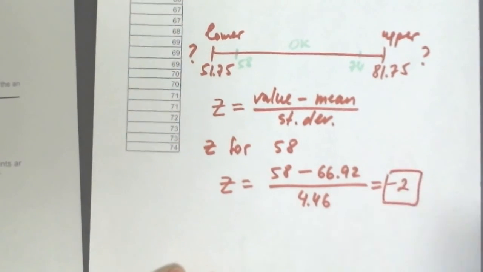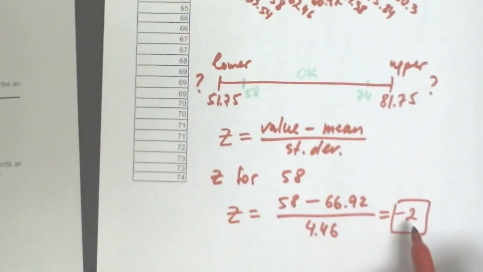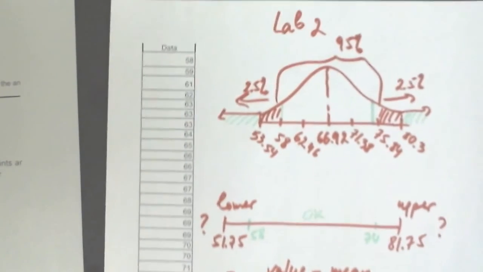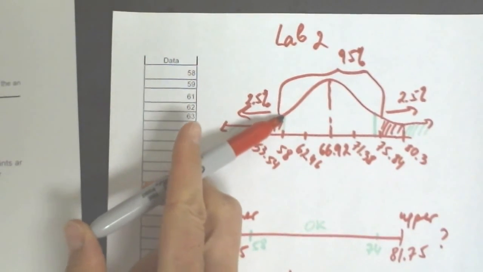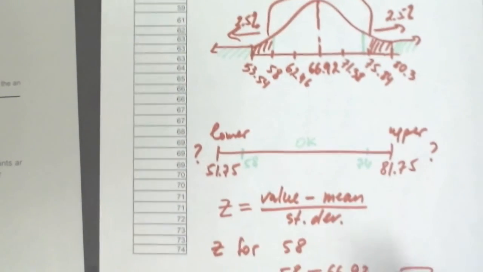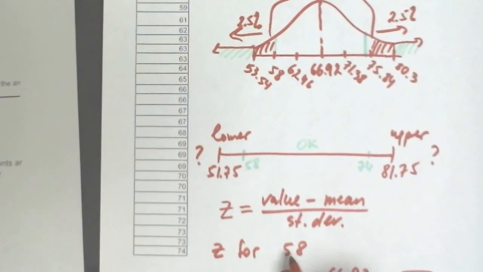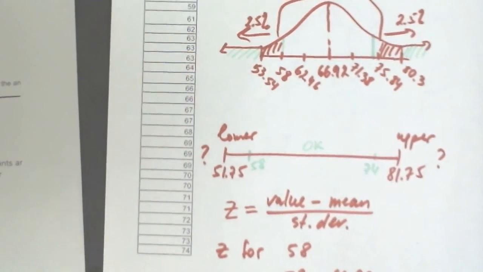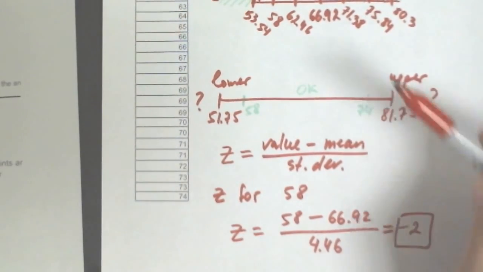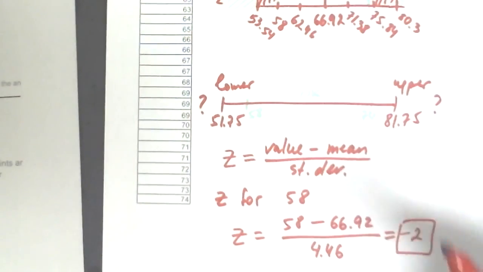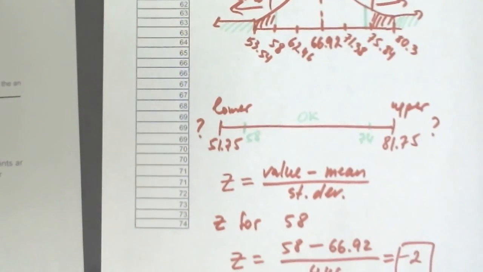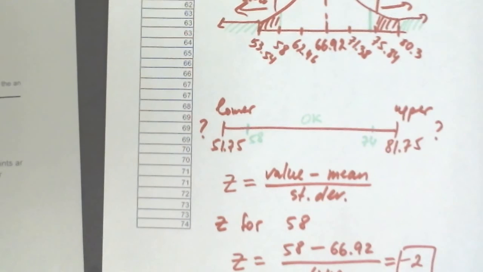What does it tell me? That tells me that 58 is exactly 2 standard deviations to the left, which we already knew because it was exactly at the second standard deviation on the empirical rule. So is that a bad thing? No, because it's still within 95%. Now, if it would have been above 2 or below -2, it would have been unusual. If it would have been outside of 3 standard deviations, it would have been an outlier.